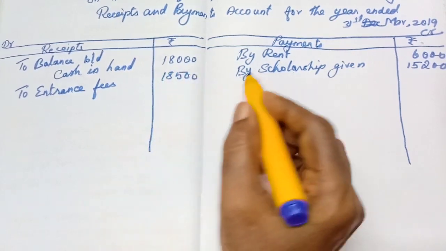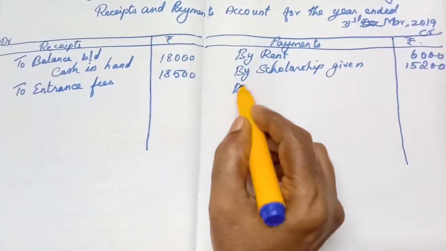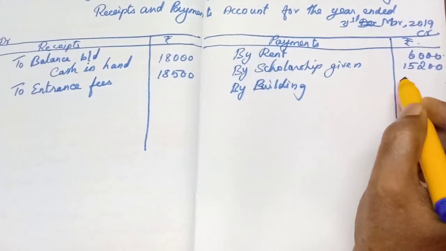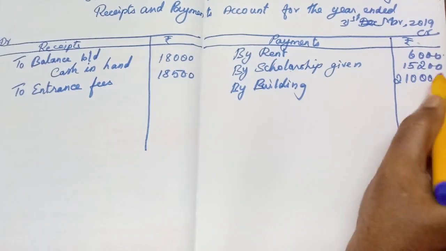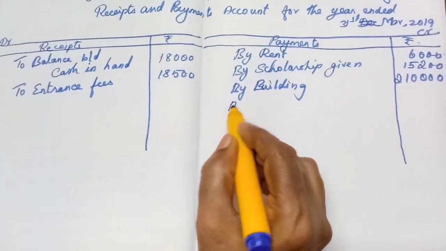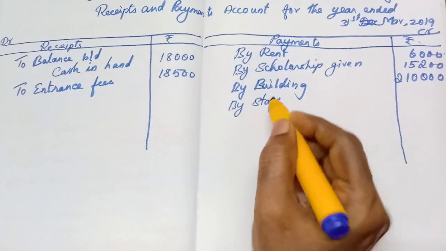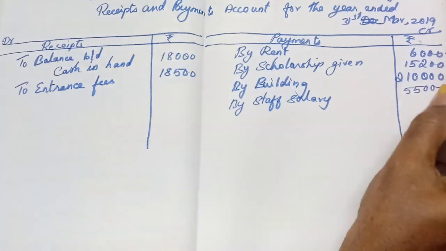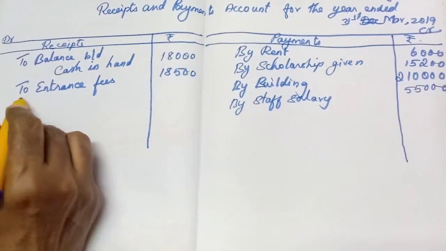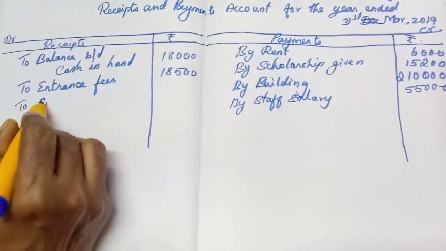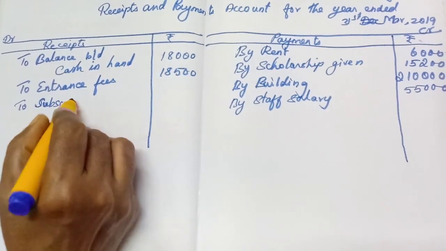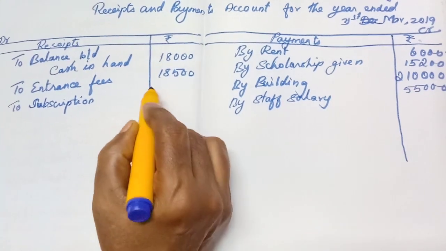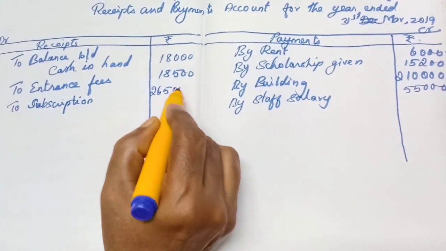$18,500. Then building purchased, it is an expense, so by building, $210,000. Staff salary, it is also an expense, so by staff salary, how much amount? $55,000. Subscription received, it is a receipt, so to subscription. We have entered all the items. Subscription received, $265,000. Now we should balance this account.